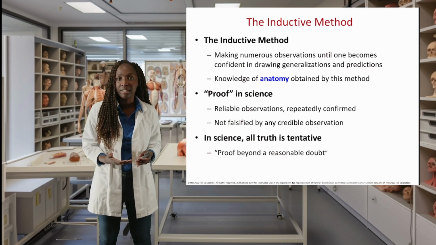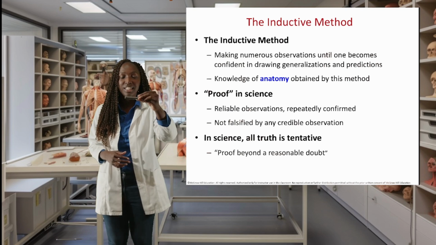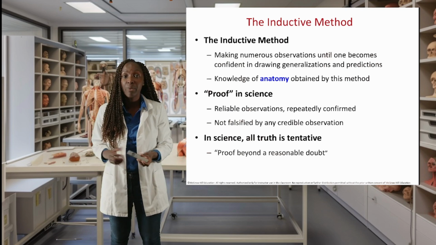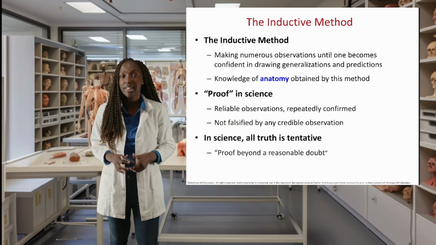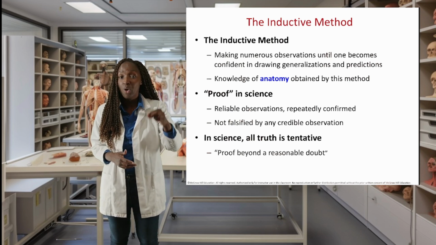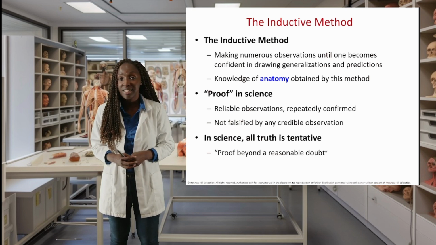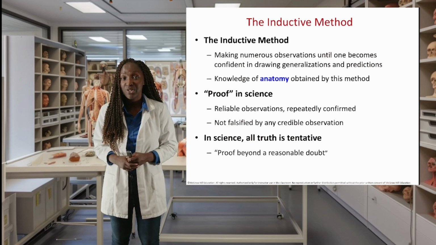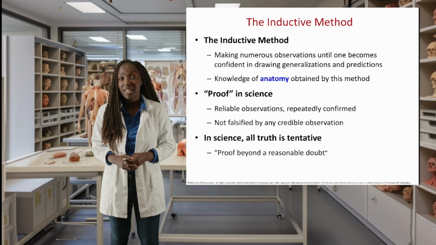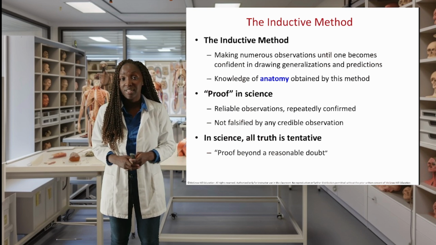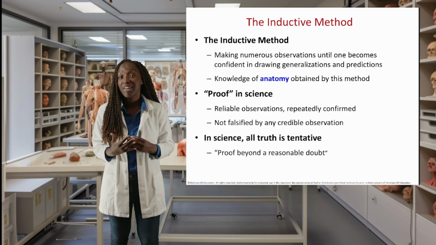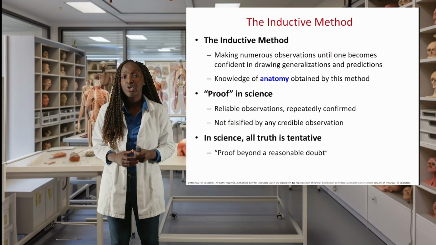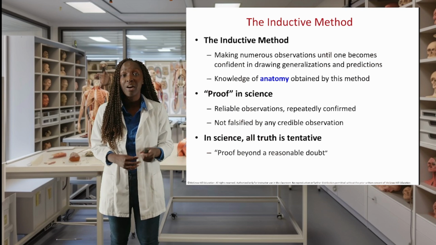But what does that mean? What it means is, if I take this clicker here and I had no idea what's going to happen with it, if I let it go, where is it going? Is it going up to the ceiling or is it going down to the ground? Well, I can repeat this over and over and over again, and consistently every time the clicker will drop to the ground. I have proof now that this is going to work. Proof in science means that you've made reliable observations that have been repeatedly confirmed and have not been falsified by any credible observation. Just remember that all truth in science is tentative. It's proof beyond a reasonable doubt.